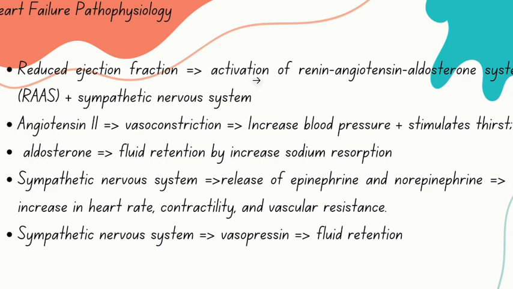So angiotensin 2 causes vasoconstriction. And when there is a vasoconstriction, there will be an increased blood pressure, and also it stimulates the thirst. So the goal here is to give kidneys its own blood. Aldosterone, on the other hand, leads to fluid retention by increasing sodium reabsorption. That's the mechanism that the question was talking about.